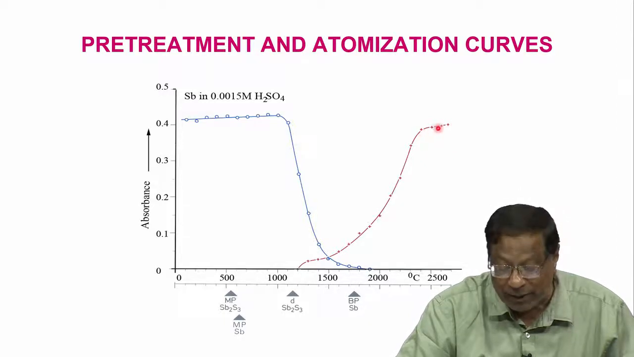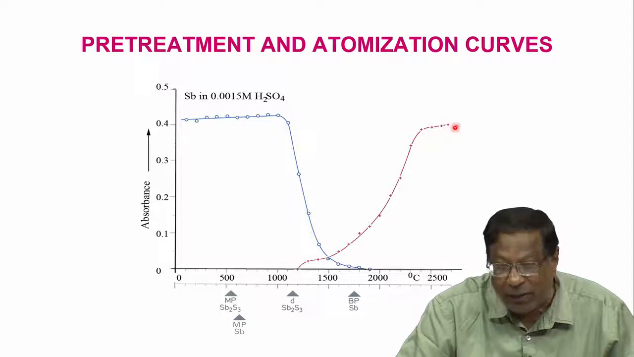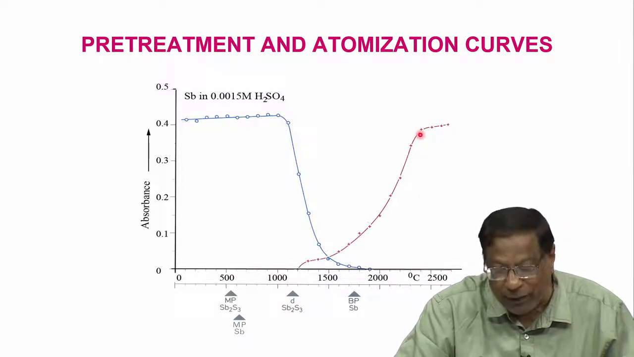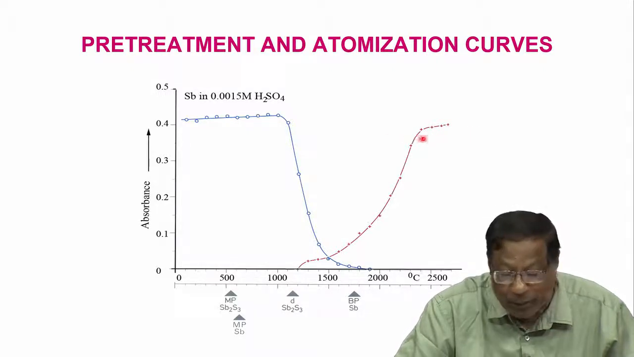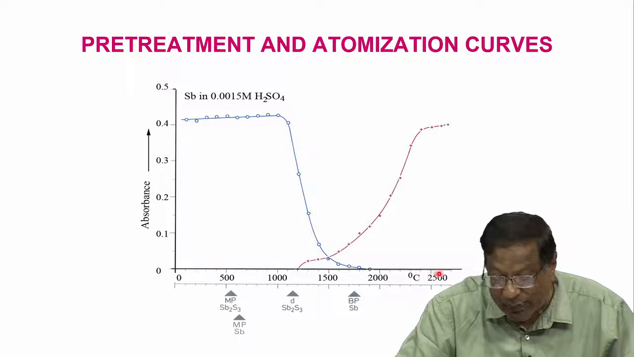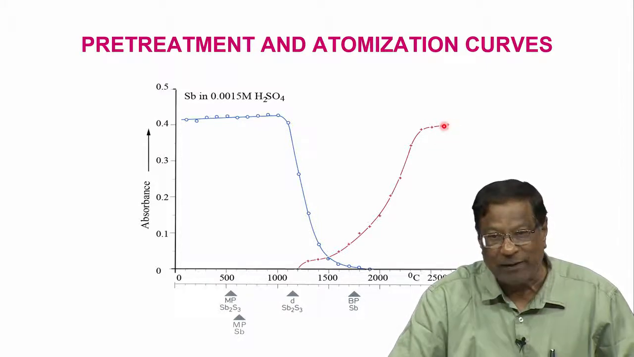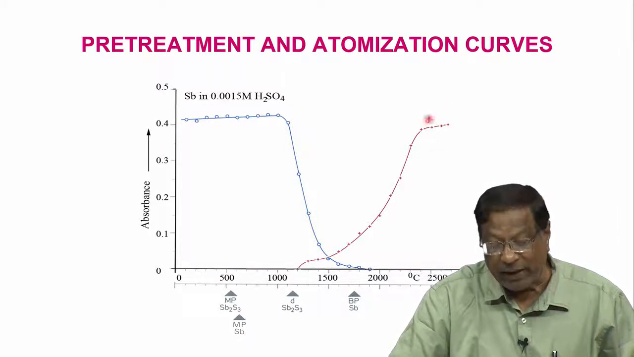If you look at the figure, let us say from about 2300 to 2500 it keeps on increasing because it forms a refractory oxide. So, as you increase the temperature it increases, but you can see that the absorbance does not change very much, from 0.4 to let us say 0.41 or 0.42, it increases between 2300 to 2700.